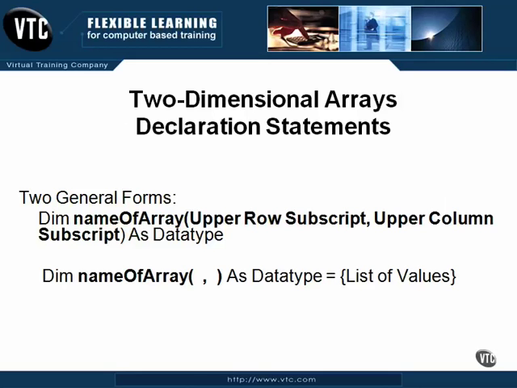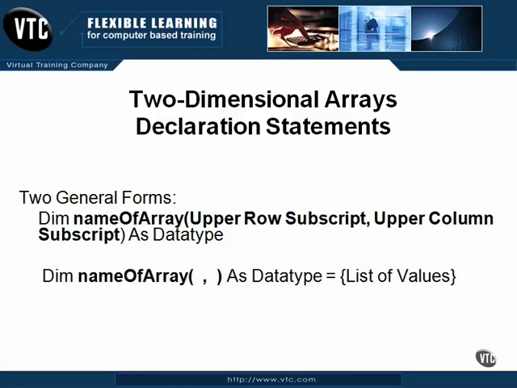Provided are the two general forms of declaring a two-dimensional array. The first example is to declare an array with a name just as you would with a single-dimension array, and then provide two subscripts. The first subscript is the upper subscript for the row, and the second one is the upper subscript for the column. Again, just like single-dimension arrays, this is not meaning the number of rows or the number of columns, but rather the upper subscript. And of course, just like with single-dimension arrays, you also need to specify a data type, which is going to dictate what type of data can be stored in that array.